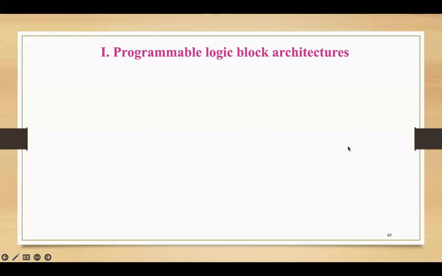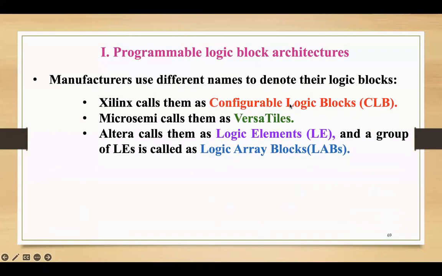So we will just look into the programmable logic architectures, and we will see what kind of architectures there are. Later on, we will move on and see what an LE is. Of course, we have seen what a logical element is. Different companies call it in different ways. For example, Xilinx calls them CLB, Microsemi calls them versatiles, and Altera calls them logic elements, LE. A group of LEs is called a LAB, which is a logic array block.